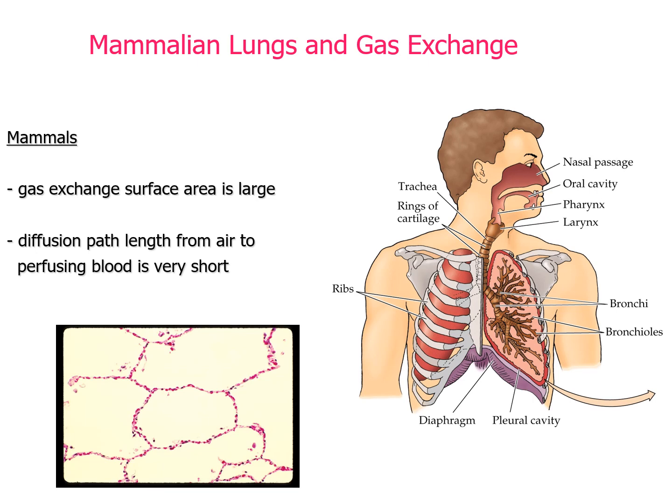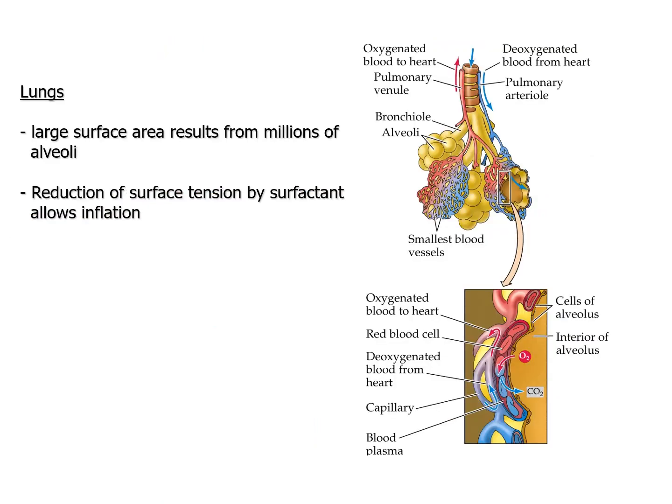Well, as I said, in mammals you have the lungs. The gas exchange surface area in these internal lungs is huge, tremendously large. The diffusion path length from air to blood is very, very short. This photomicrograph shows tissue in the lungs and the alveoli. You have these alveolar structures that are very, very thin, surrounded by capillaries. So there's a very short diffusion path length, which is important.